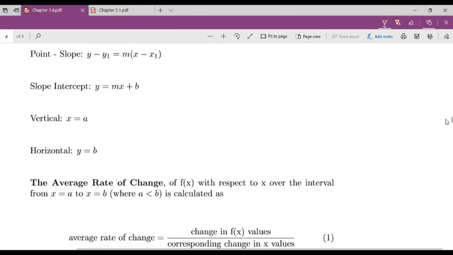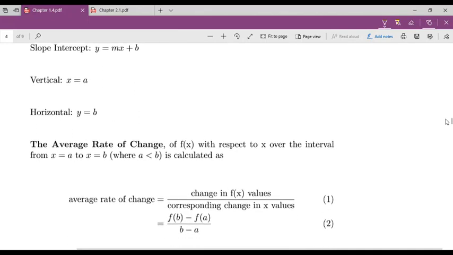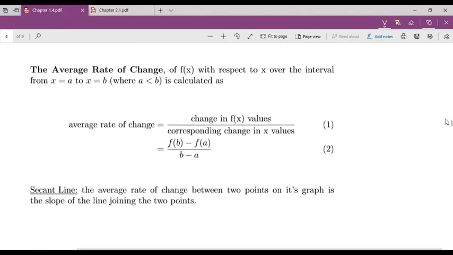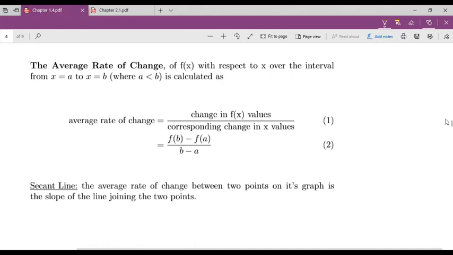The next thing we'll go into is the average rate of change of f of x with respect to x over an interval from x equals a to x equals b, where a is less than b. And it is calculated as the following. The average rate of change equals the change in f of x values over the corresponding change in those x values. So that your equation looks like f of b minus f of a over b minus a. It's very similar to your slope, except that you can find the average rate of change on a line that's not necessarily straight. So you can find it with curves, you can find it with all kinds of different shape and curvature lines.